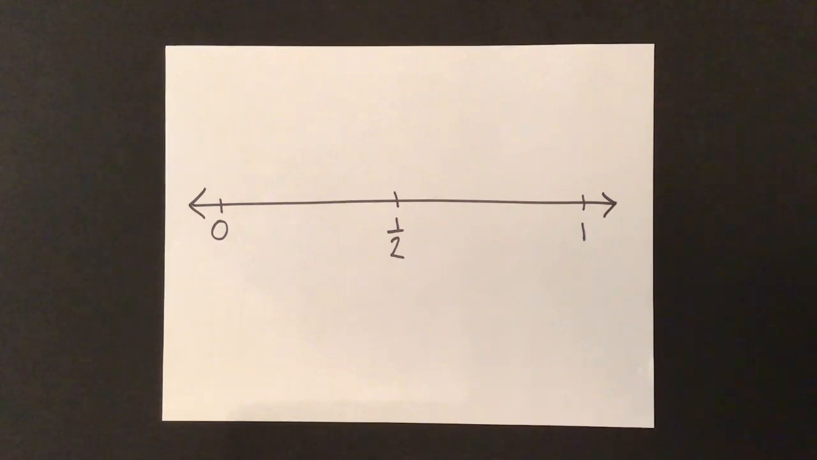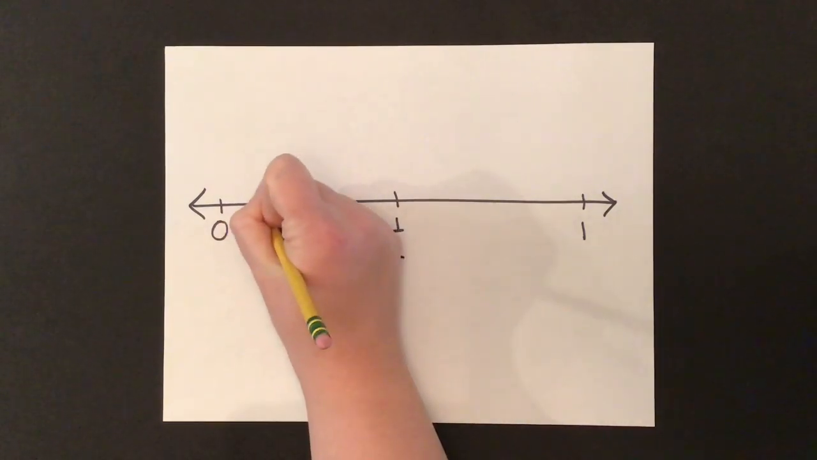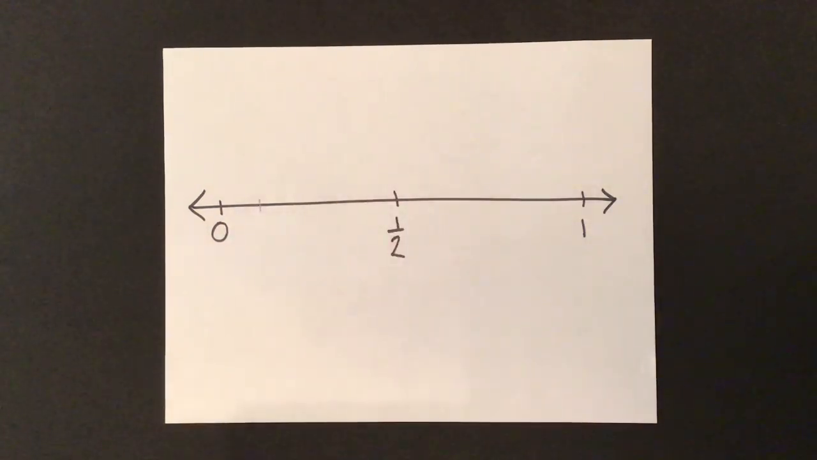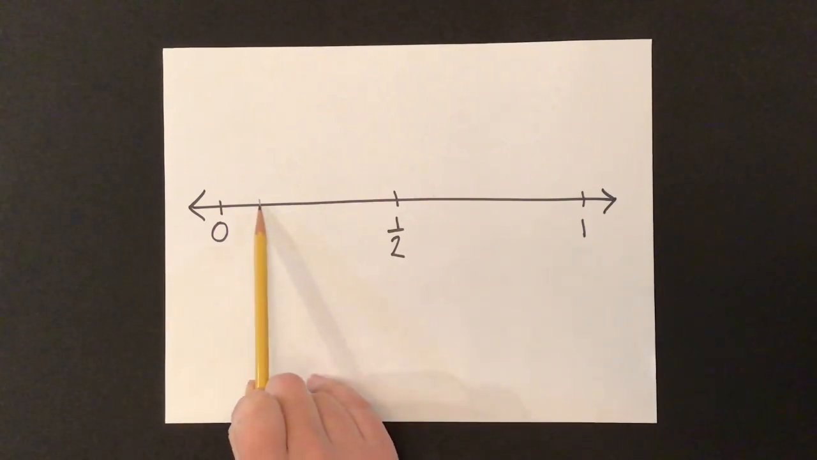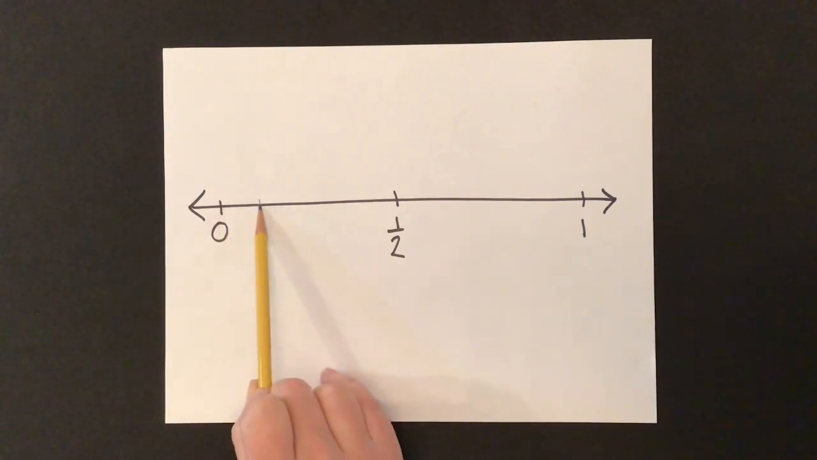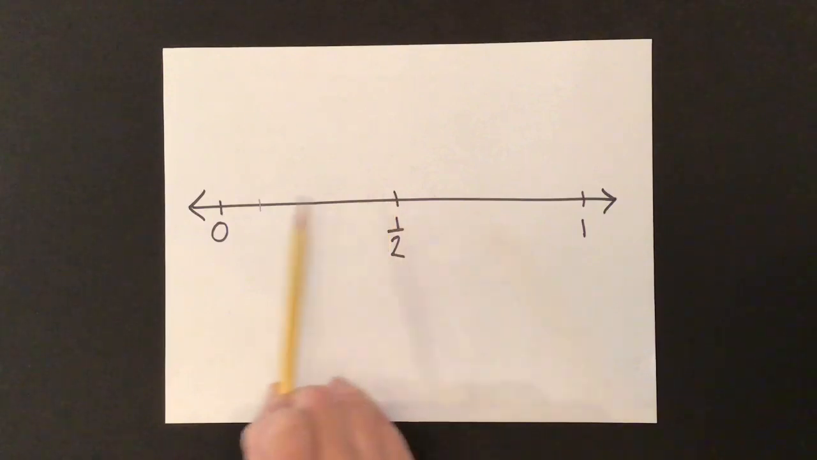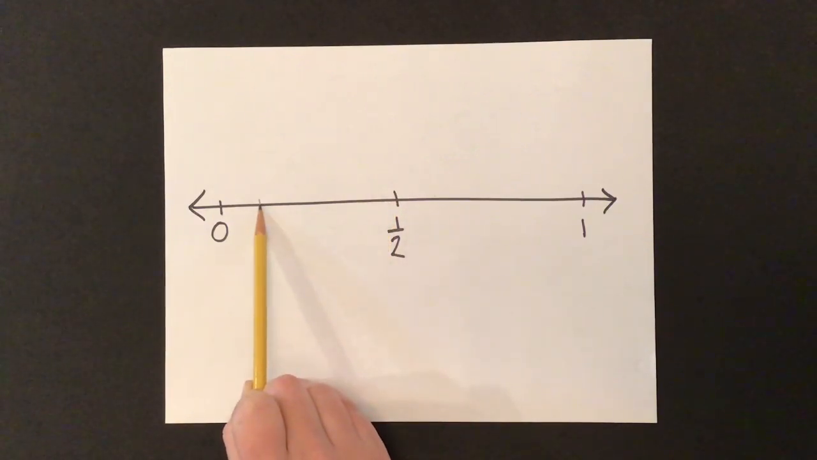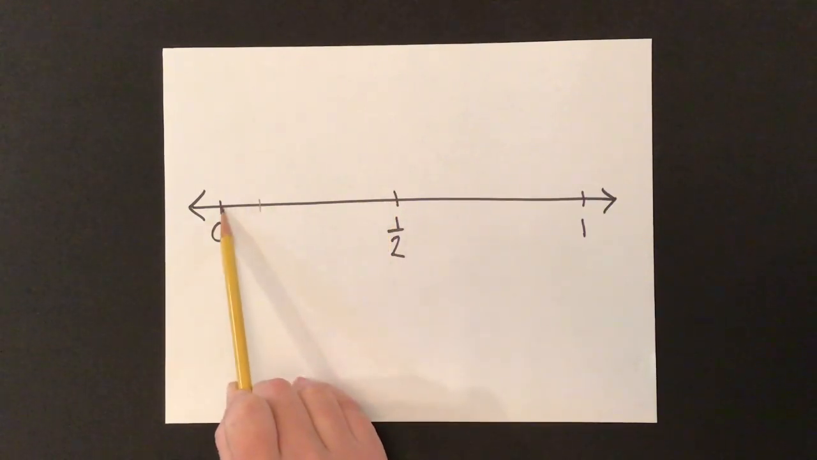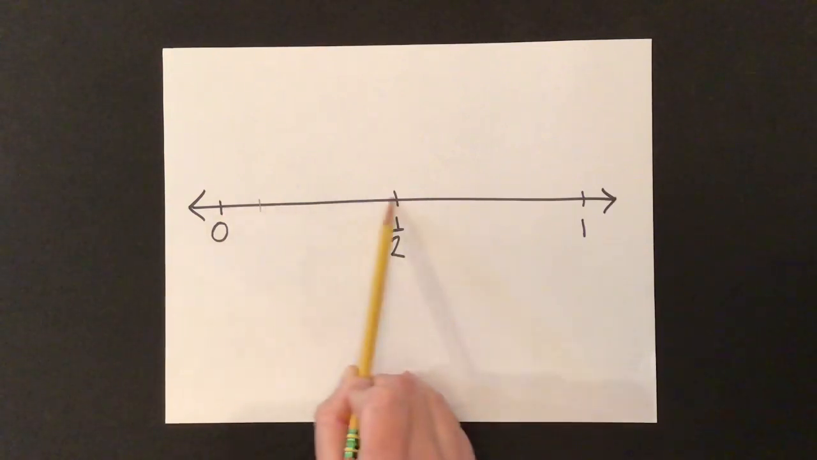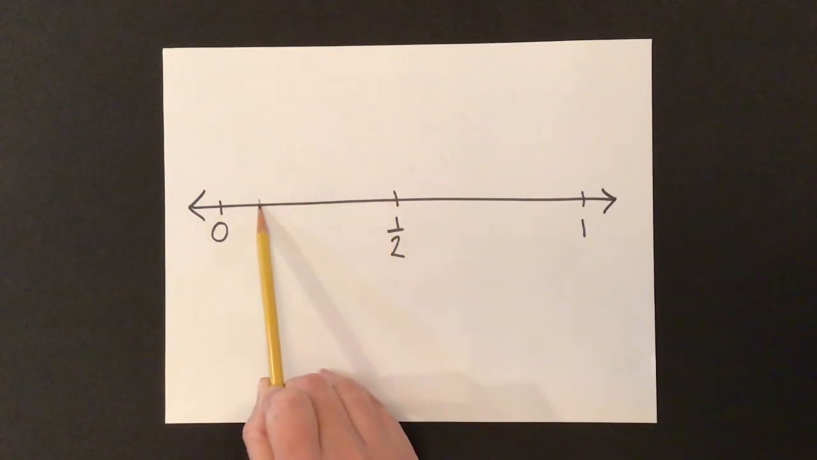So for example, if I have a fraction right here on the number line, I can compare it to the benchmark of 0 and the benchmark of 1/2. I can ask myself, is this fraction closer to 0 or is this fraction closer to 1/2? And we can see that it's closer to 0.